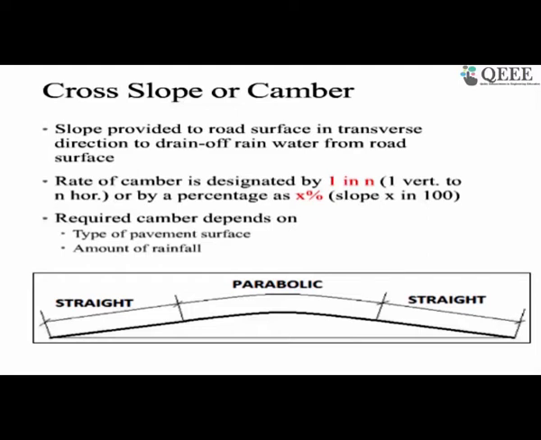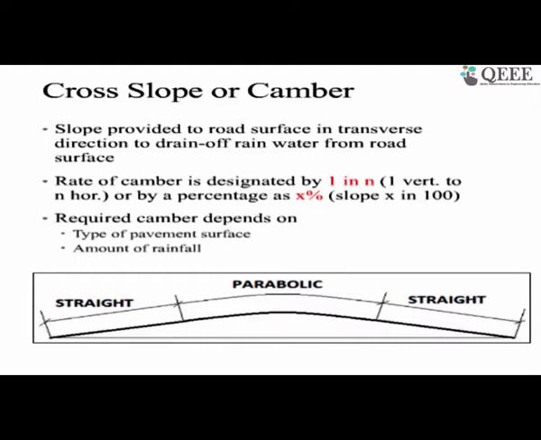And why do we provide this? Because we don't want water to be stagnant on the road surface. We want the water to drain off. And how can the water drain off easily? If we can provide a slope on either side of the road. This is the shortest distance the water can travel and get off the road surface, and this is why we provide the camber. Generally it is designated as 1 in n, that is 1 vertical versus n horizontal, or by percentage, x percentage of slope.